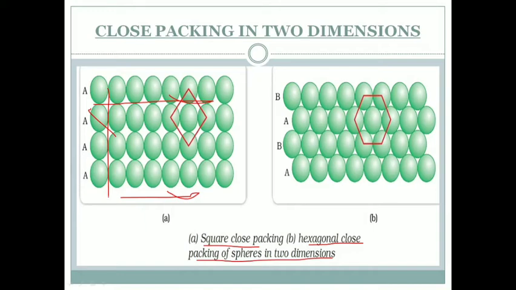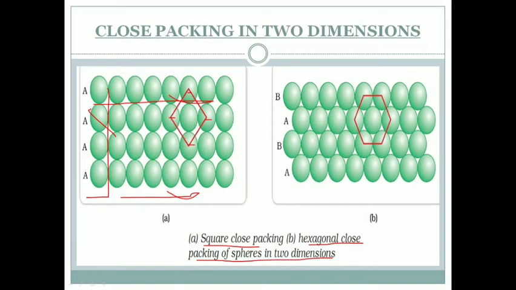In this arrangement, each sphere is in contact with how many? 1, 2, this is 3, this is 4. So each sphere is in contact with 4 of its neighbors. Thus, in 2-dimensional coordination number is 4. And also if the center of these 4 immediate neighboring spheres are joined, then what is formed? This is a square. That is why it is called as square close packing, right?